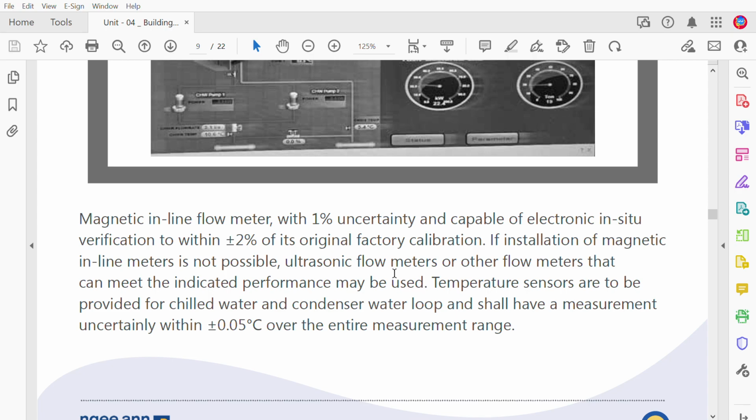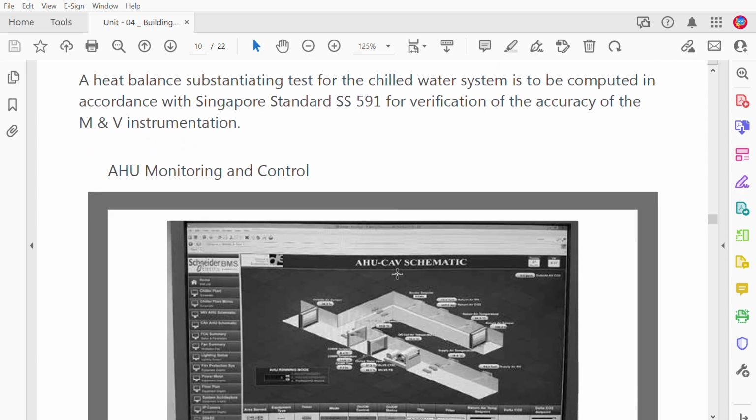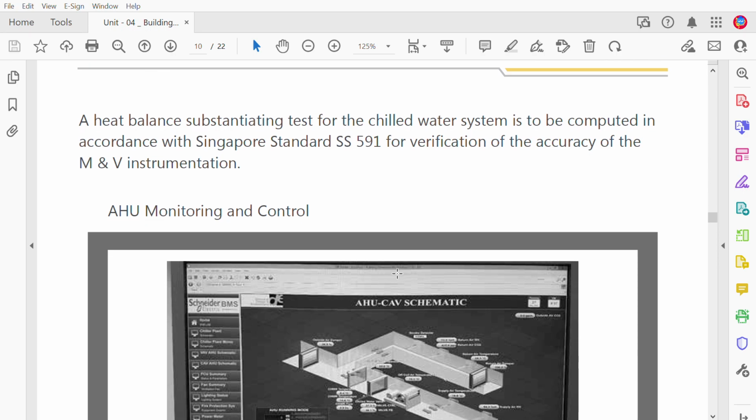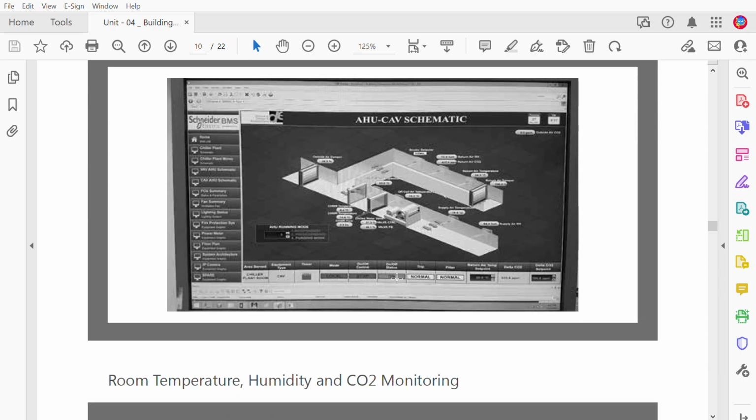But either way, the whole idea of heat balance is to make sure that the sensors provided at the condenser measure so the system retains good accuracy up to about 0.05 degrees C. It is to have the measurement systems in range. So a heat balance sustaining the test of the chilled water is to be computed with the Singapore standard SS 591, and verification and instrumentation, and AHU monitoring and control is something that we will see around here.